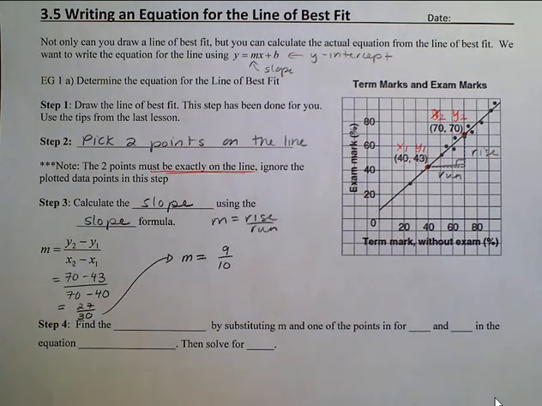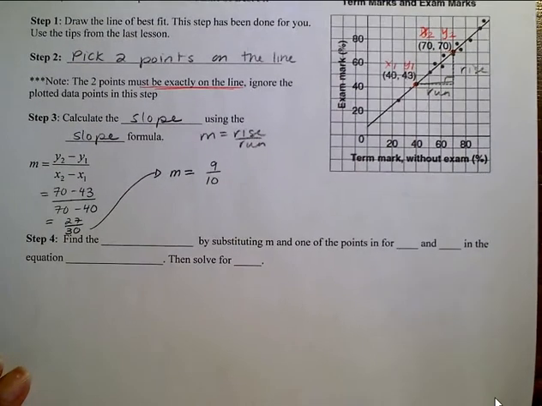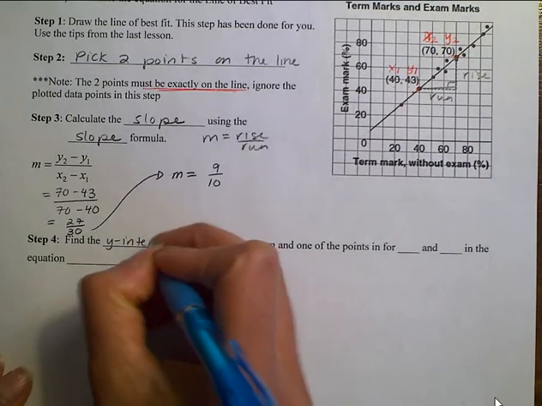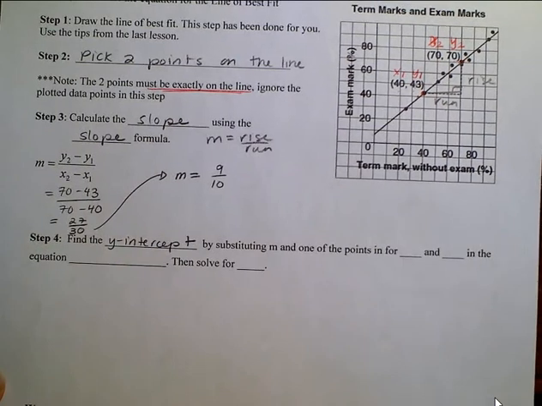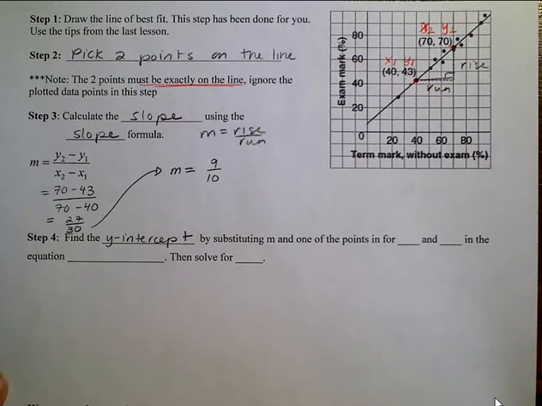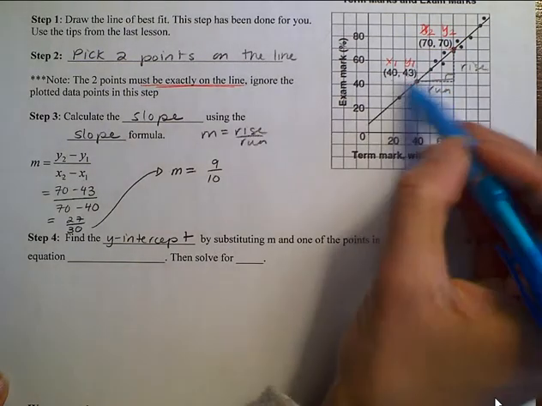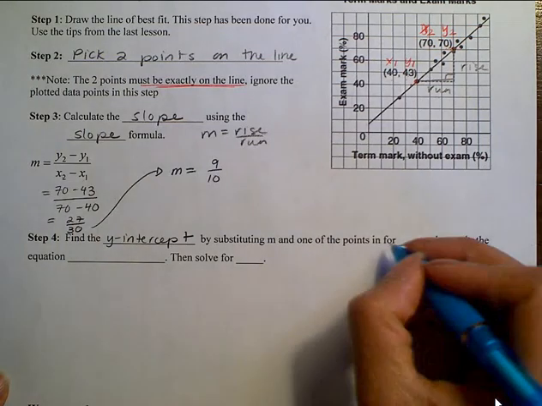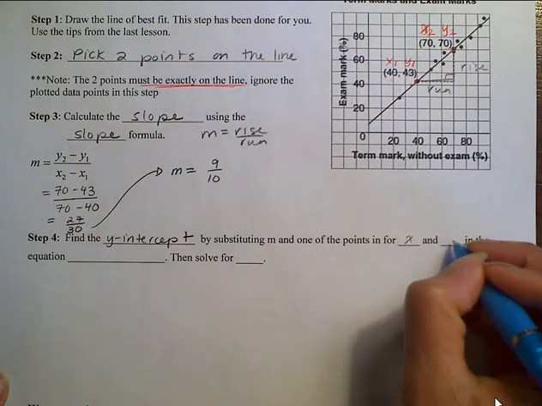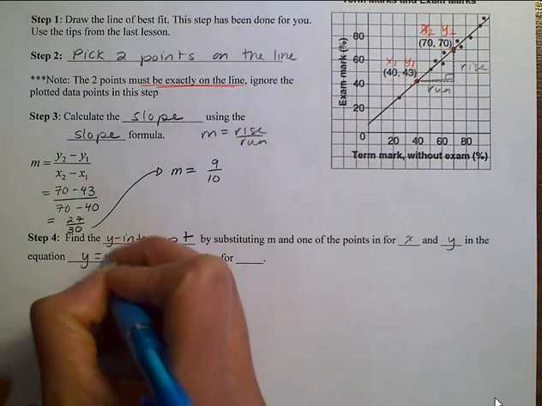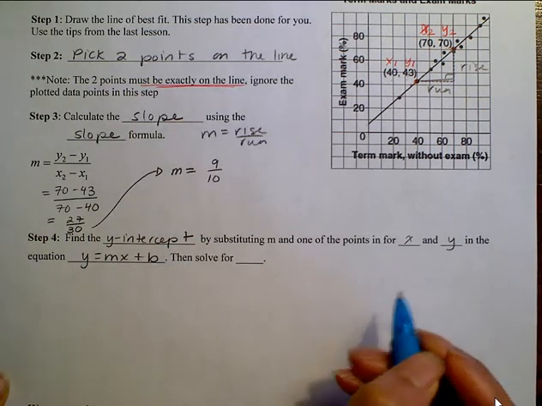That's step 3. Step 4 is we're going to find the y-intercept by substituting m, the slope, in one of the points. Remember we have 2 points that we could choose here, either 40, 43 or 70, 70. We're going to pick just one of them, and we're going to substitute that 1 point in for x and y in the equation y equals mx plus b. And then we're going to solve for b.